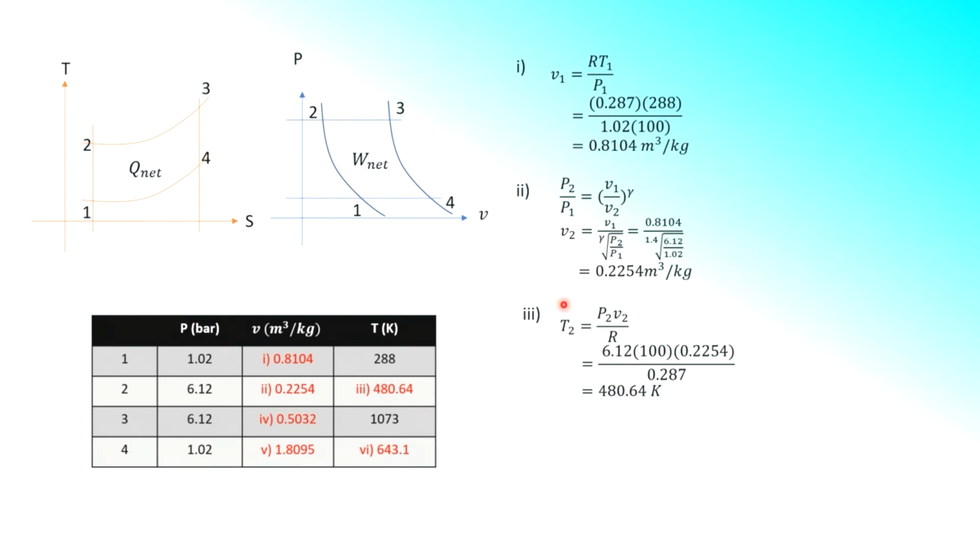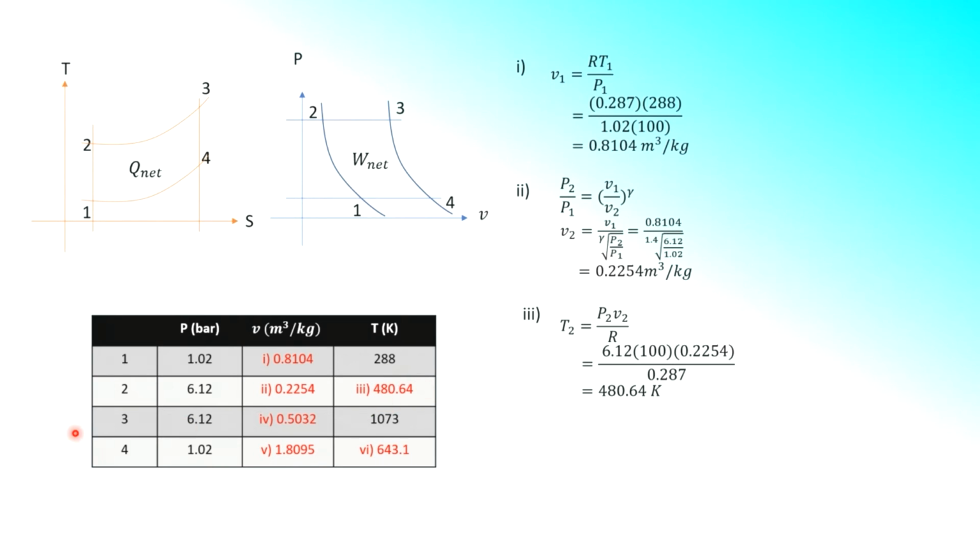So your subject is T2, and you put in your pressure 6.12, which is in bar, so times 10 power 2, then multiply by the volume which you have found, and divide by R, 0.287. You don't have to times 10 power 3, even though it's kilo, because you have converted 6.12 bar to kilopascals also. So what you get will be a temperature of 480.64 Kelvin here.